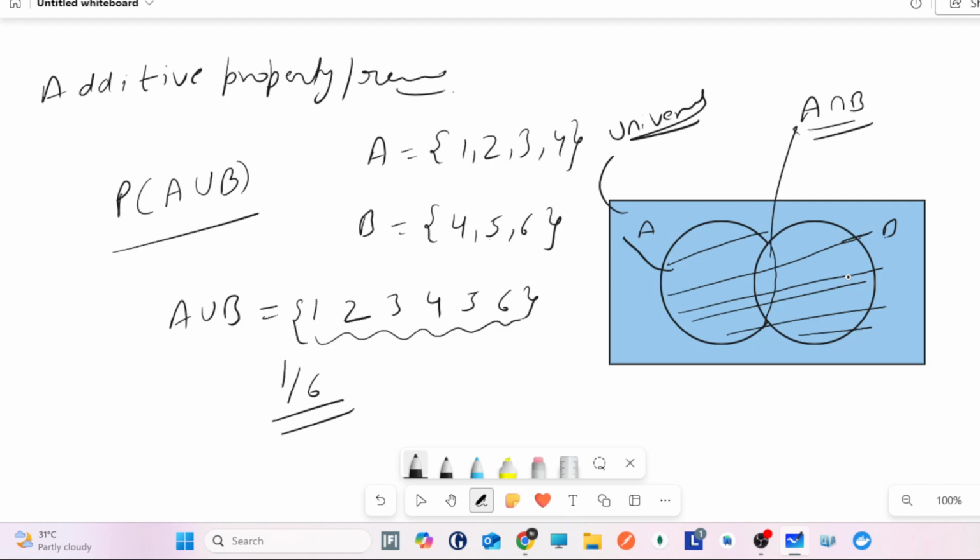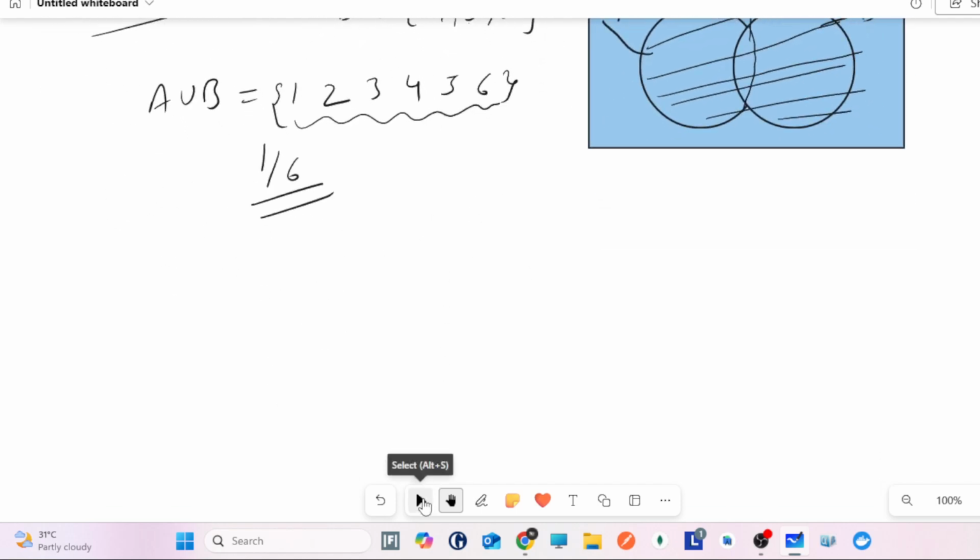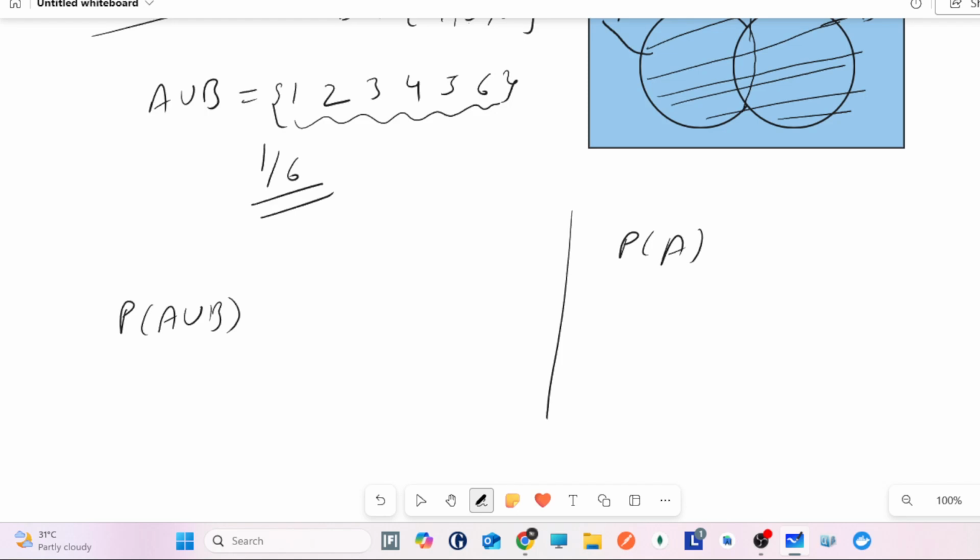So how can you represent this value in a mathematical format? Let's discuss that. Now just think about the probabilities, right? So probability of A union B. Okay. So first of all, let's talk about the first two or three terms. What is the probability of getting an element from A? Probability of A. Getting an element from event A, we denote it using P bracket A. That is the probability of getting an element from event A. Okay, so what is the probability of getting from event B? P of B. What is the probability of getting from intersection A intersection B?